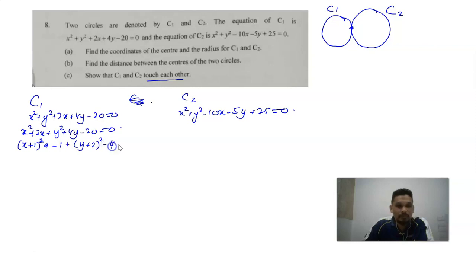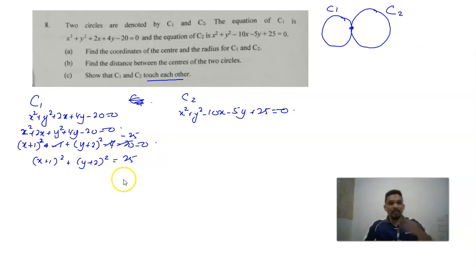2 squared equal to 4. Minus 20 equal to 0. Okay, x plus 1 squared plus y plus 2 squared. Negative 1 minus 4 equal to negative 5. Minus 20, negative 25. Then it is equal to 25. Okay, so find the coordinate of the center and the radius for C1 and C2.